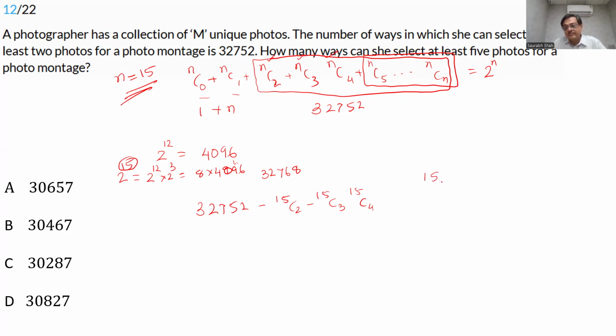15C2 is 15 into 14 by 2, which gives us 105. Now how do you calculate 15C3? Simply multiply 105 that we have got by 13 into 3. So that gives us 35 into 13. 13 5s are 65, carry 6. 13 3s are 39. 39 and 6, 45.